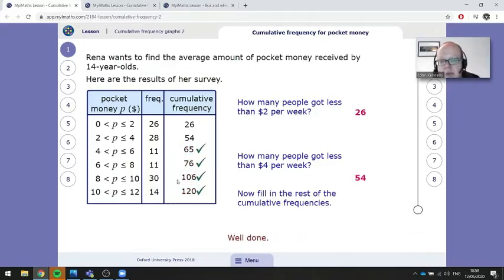So the cumulative frequency gathers together all of the different frequencies as you go down the table. This number at the end, the 120 people, represents everybody that's in the entire table, and it represents everybody who gets between 0 and $12 pocket money.